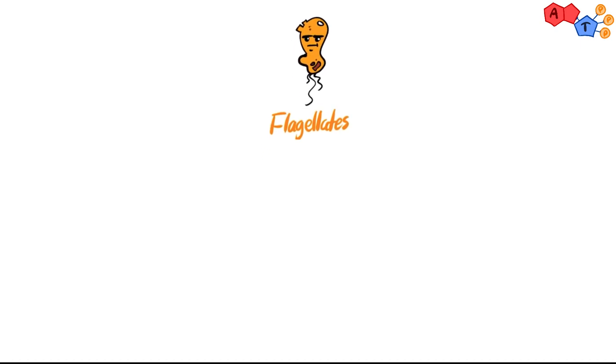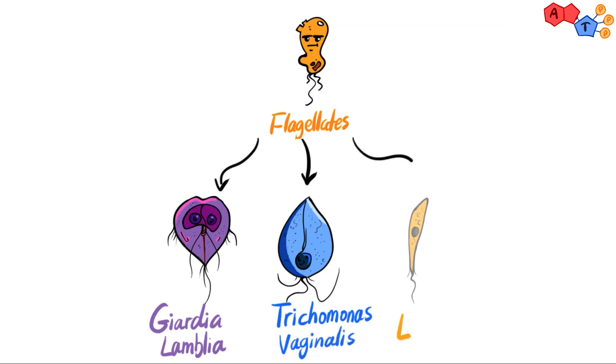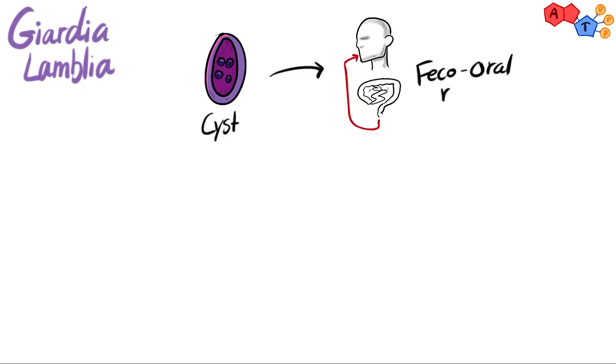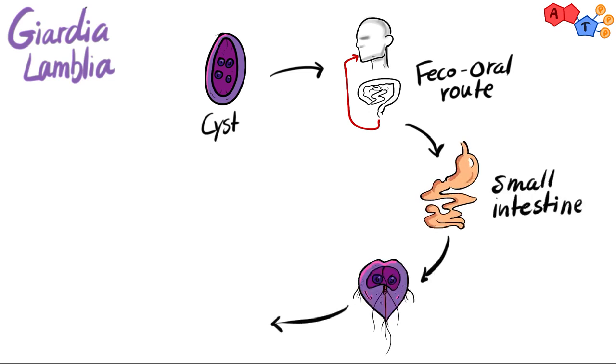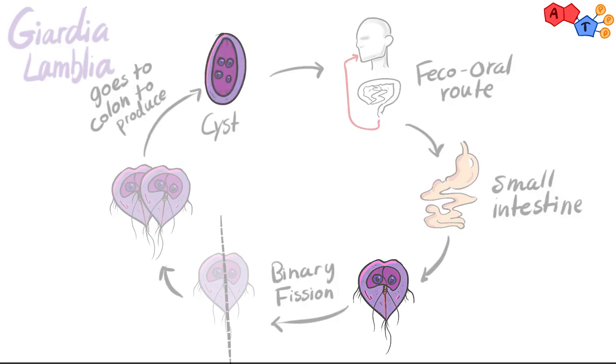In the flagellates, we have three major types: Giardia Lamblia, Trichomonas vaginalis, and Leishmania. Giardia Lamblia life cycle starts with an infection via the fecal-oral route, which is, like I mentioned before, through the ingestion of contaminated food or water. Then they release the trophozoite, which is binucleated, so 2 nuclei, in the small intestine, and then they multiply by binary fission. After that, the trophozoites move to the colon, where the cyst formation occurs. Therefore, Giardia Lamblia has two life cycle stages, the trophozoite and the cyst.